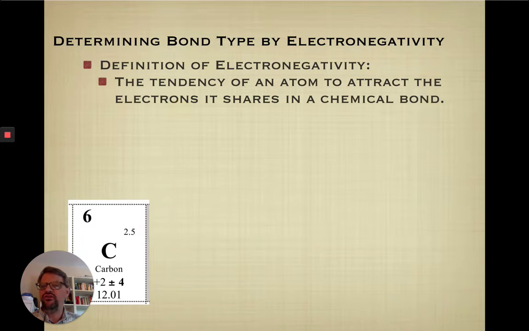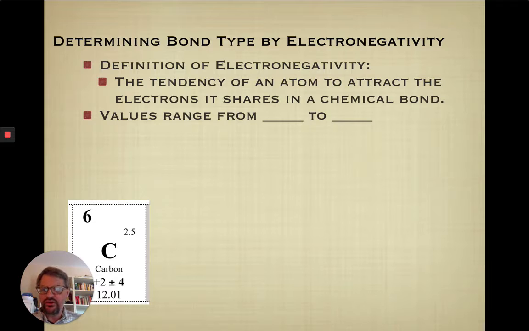What is electronegativity? It's how strongly an atom is attracted to an electron that it's sharing in a chemical bond, as you can read there. Imagine when atoms are bound together by electrons holding them together, and imagine my hands are atoms here, how strongly each one is pulling on the electrons being shared. That's electronegativity.